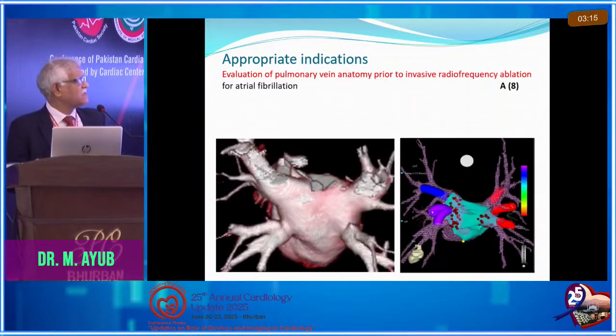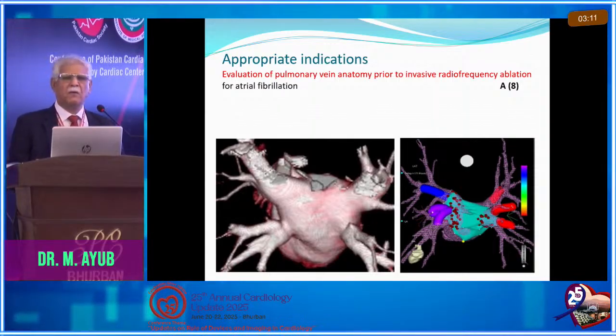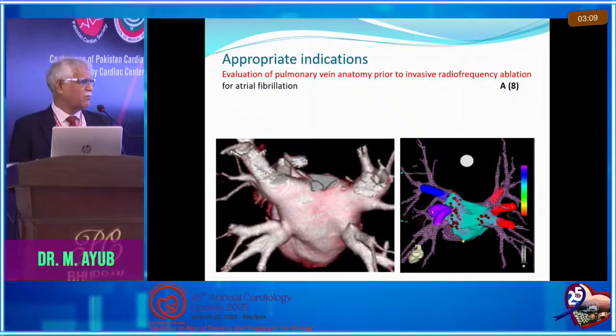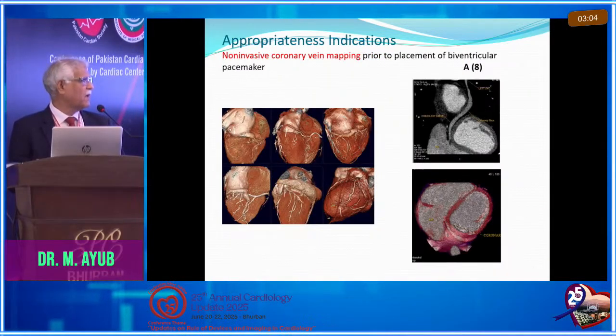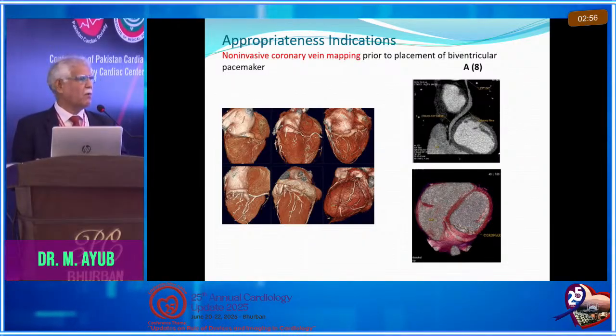Then this test is indicated in patients undergoing radiofrequency ablation for atrial fibrillation for defining pulmonary venous anatomy. This test is also indicated in patients with planned biventricular pacing for study of the coronary veins.